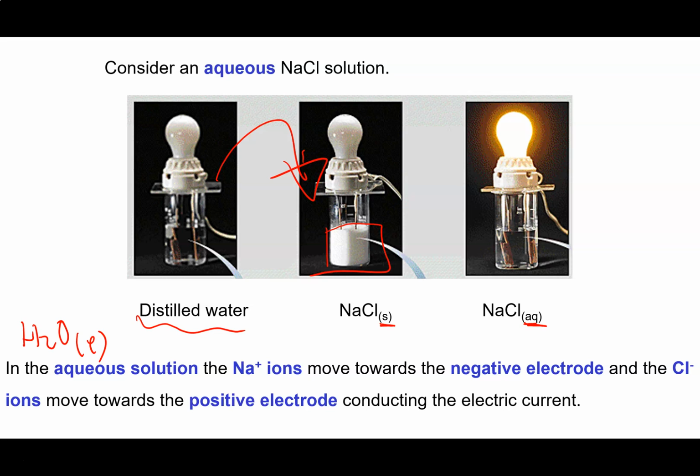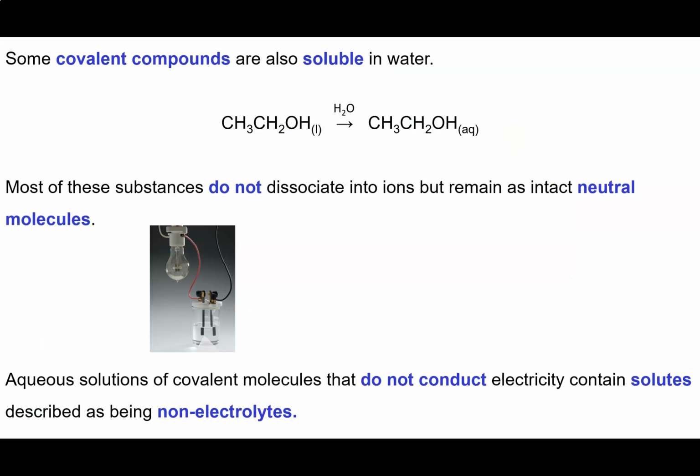Okay, now what about if I have just a pure covalent compound? Well, some covalent compounds are soluble in water. And a good example of this is an alcohol here. It's called ethanol. That's the alcohol that gets you drunk. It's a liquid. And if you dissolve that in water, it doesn't separate out into ions.